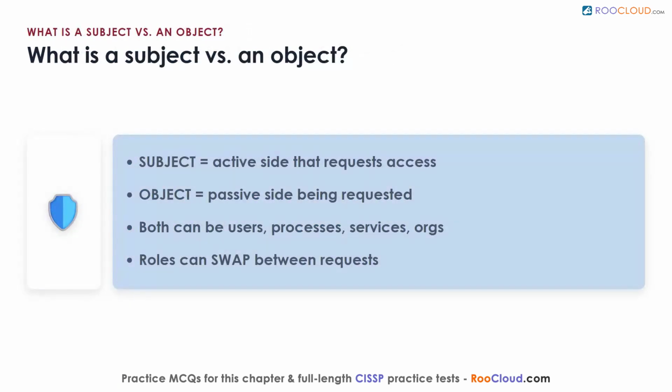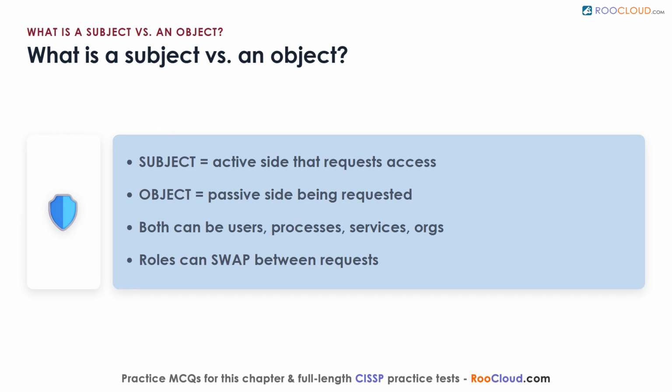Who or what is a subject, and what is an object? Every access request has 2 sides. The subject is the active side that asks for access. That is often a user, but it can also be a process, a service, or even a whole organization. The object is the passive side being requested, like a file, a printer, or a database.